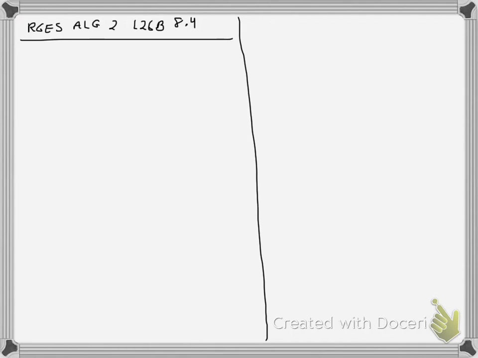This is Lesson 26B, and we will be covering 8.4. Now, 8.4 has to do with reducing radicals.